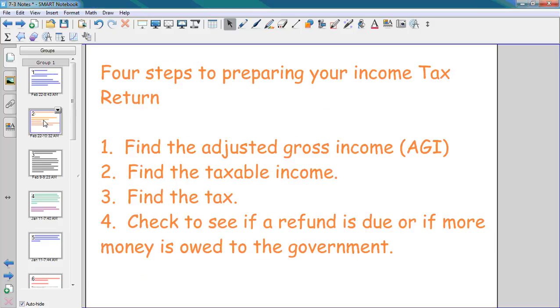Four steps into preparing your income tax. Step number 1, find your adjusted gross income, also known as AGI. Step number 2, find your taxable income. Step number 3, find the tax. Step number 4, check to see if you get a refund for what you've paid already, or if you have to pay the government. You have paid enough from your withholdings that your employer kept.